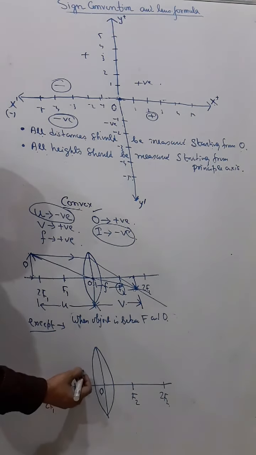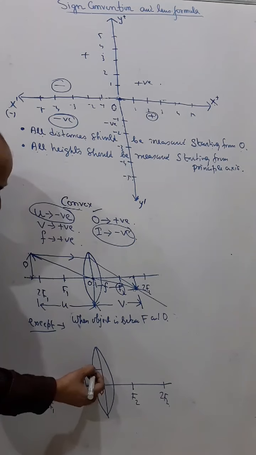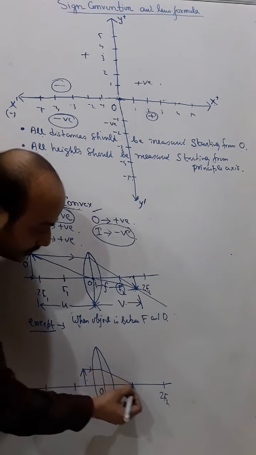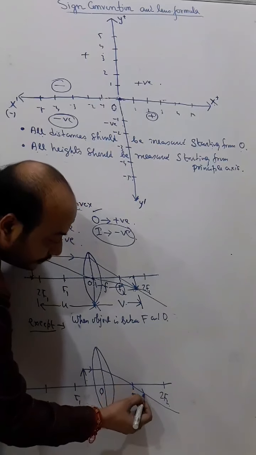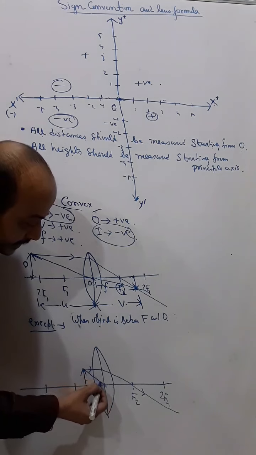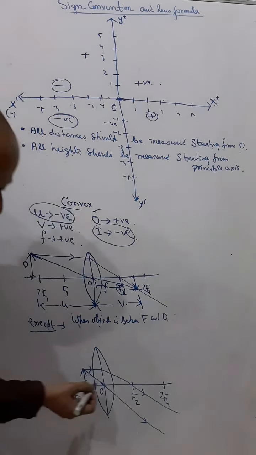Now if the object is between F and O, say this, you know how to draw the diagrams. Again straight parallel to the principal axis, and then it will pass through focus, and then the next one passing through optical center, and that will be undeviated.